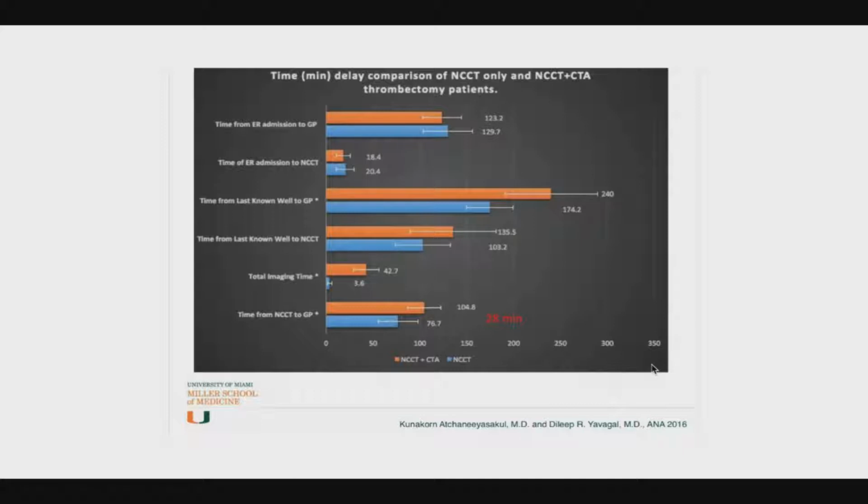Now, again, it's nice that we are able to do all these advanced imaging techniques, but this comes at a cost. This is a paper from the University of Miami that looked at patients who had only CT and patients who had CT plus CT perfusion and additional images. And they showed that there was a delay of about 28 minutes when we do these advanced imaging techniques.